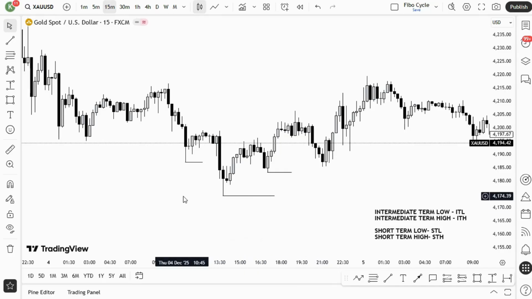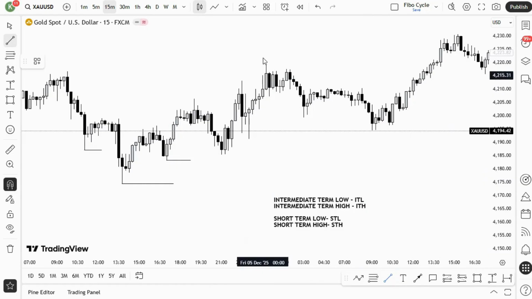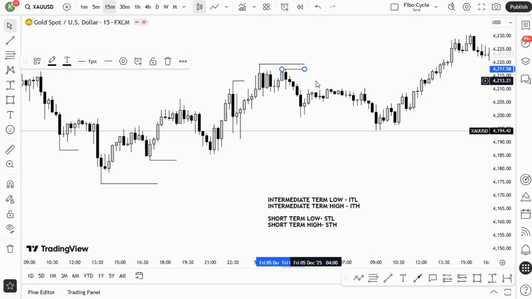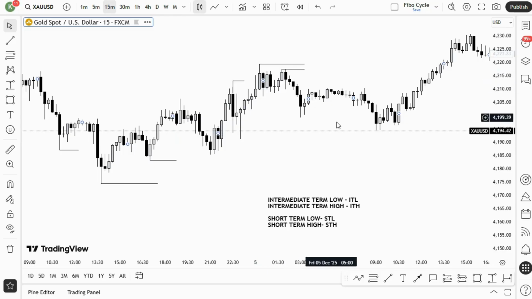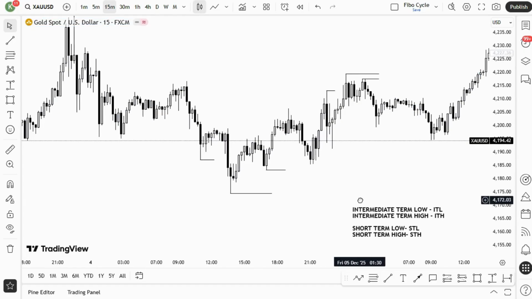Right, and if we inverse that, we would get an intermediate term high, where for example this right here is known as an intermediate term high. Why is this an intermediate term high? Because we have a short term high to the left of it and a short term high to the right of it. Okay, this is what intermediate term low and intermediate term high is.